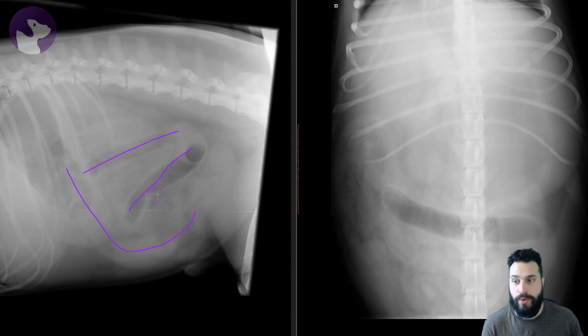And then the remainder of these smaller segments through this region of the abdomen, those are the empty normal segments post-obstruction. So those are aboral to the obstructed segment.